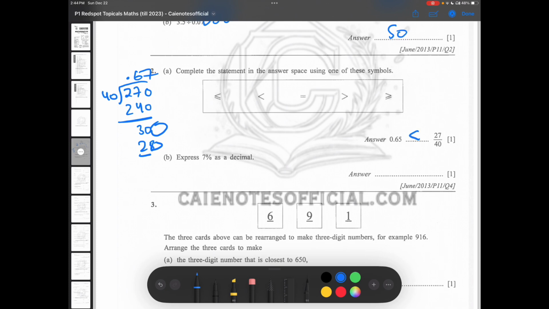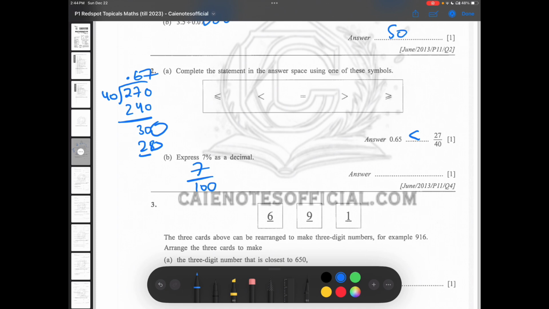Now question number 2, part B. Express 7% as a decimal. Whenever you have to remove the percentage sign, you have to change the percentage into a decimal or fraction, whatever it is. Just simply remember that to remove the percentage sign, we divide by 100. So this is 7%, and I will divide 7 by 100 to remove the percentage sign.